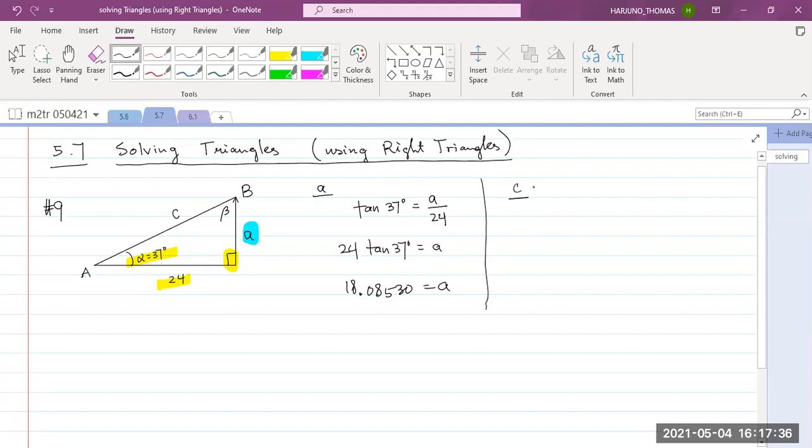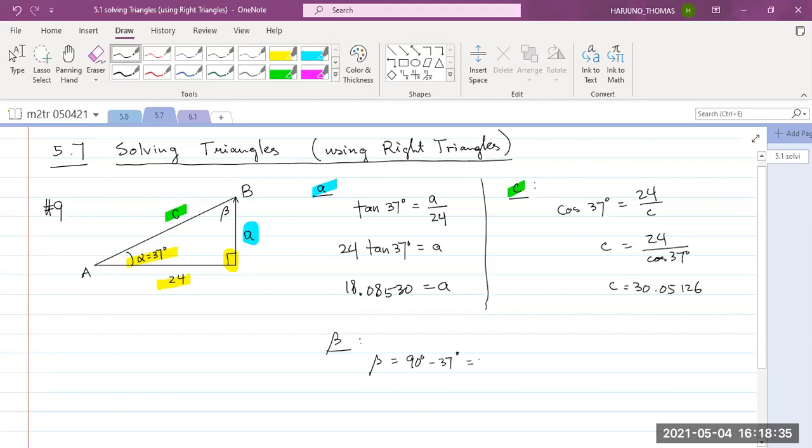Now, how about side C? What relates side C with 24 and 37? That's cosine, right? So cosine 37 degrees is 24 over C. So C equals 24 over cosine 37 degrees. 24 divided by cosine 37. So C is equal to 30.05126. The easy one, of course, is angle beta. Angle beta is the complement of 37 degrees, right? Beta equals 90 degrees minus 37 degrees, that's 53 degrees.